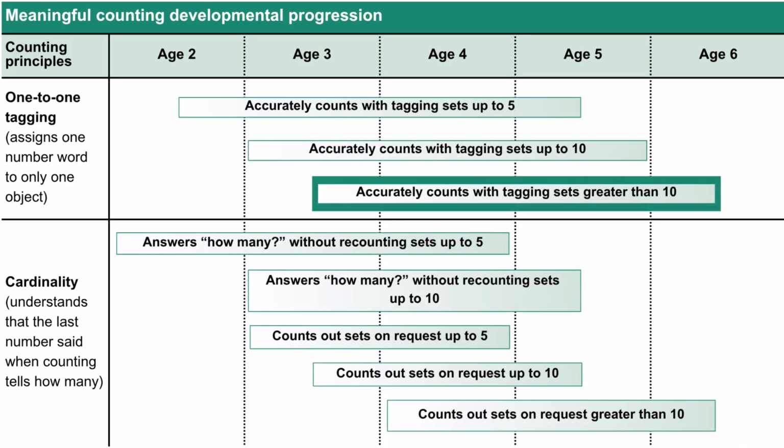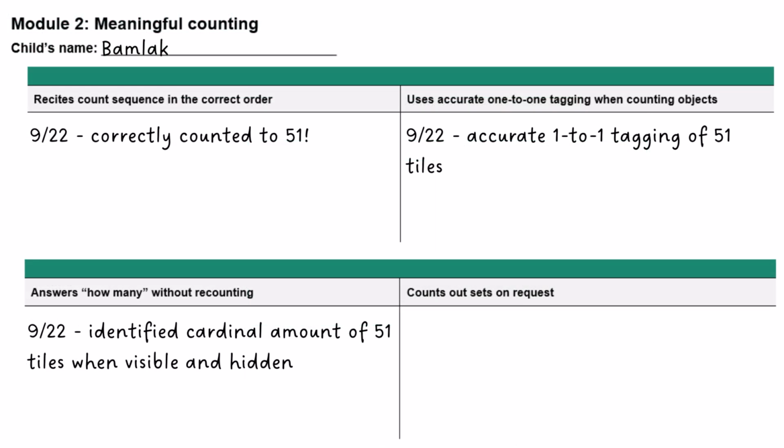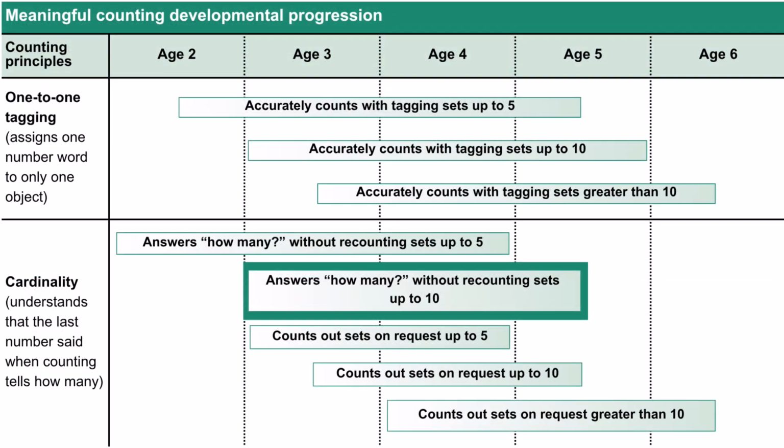His one-to-one tagging skills fall within the 3rd band of the progression and is consistent with other children his age. Bamlak shows evidence of cardinal understanding because he can identify the cardinal amount of the set of tiles when they are visible and hidden. This places his cardinal understanding in the 2nd band on the progression, which is within range of other children his age.